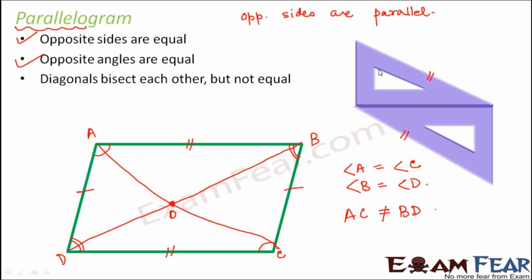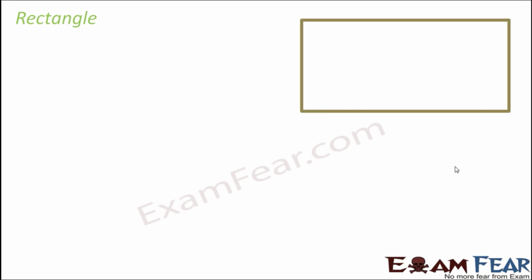So in order to make this parallelogram, what we have done is use two identical set squares. So this length is equal to this length. So opposite sides are equal. Also, the opposite sides are parallel because the distance between the opposite sides remains constant throughout. So that's how you can make a parallelogram.